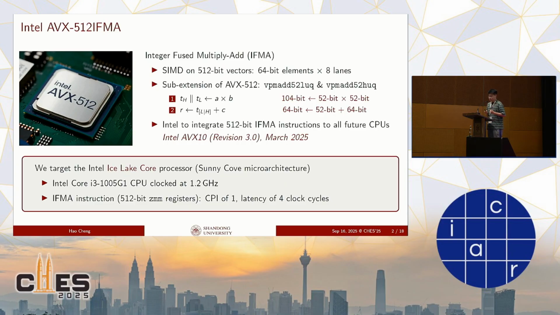Currently, IFMA is only supported on a small fraction of Intel CPUs. For example, it's not supported on the Intel Core CPUs using the hybrid architecture, such as Alder Lake. But early this year, Intel announced that they will integrate the 512-bit IFMA instructions into all future CPUs in the Intel AVX10 technical report. In this work, we use the Intel Ice Lake processor, and the IFMA instructions on this CPU have a CPI of 1 and a latency of 4 clock cycles.